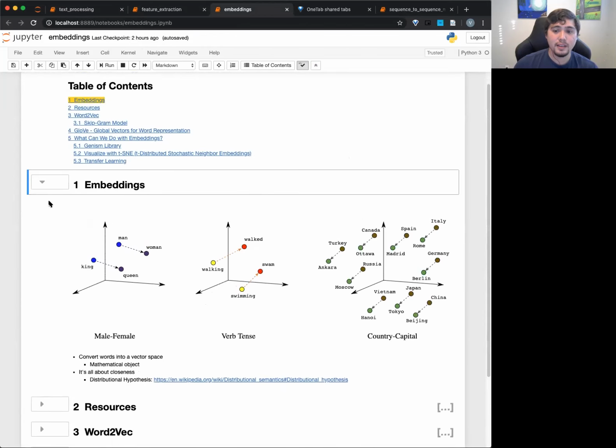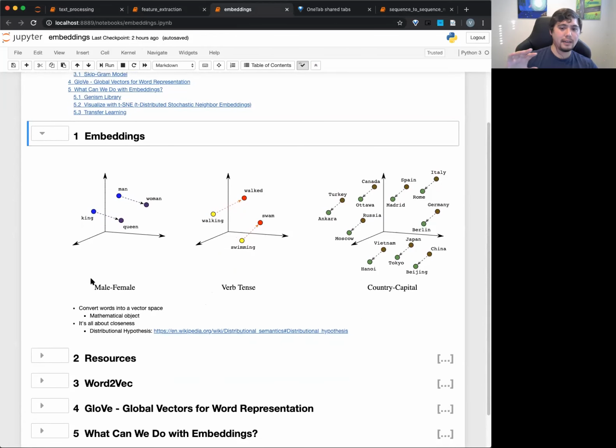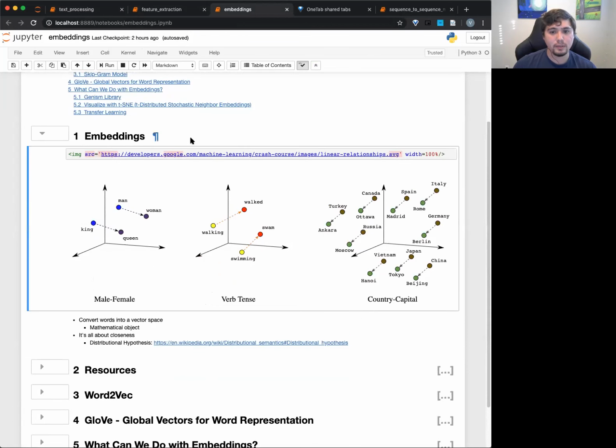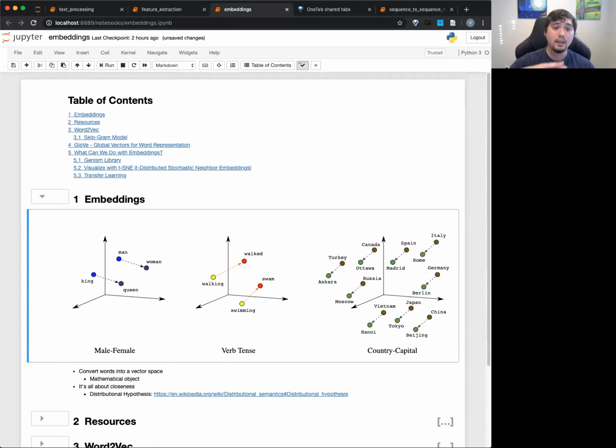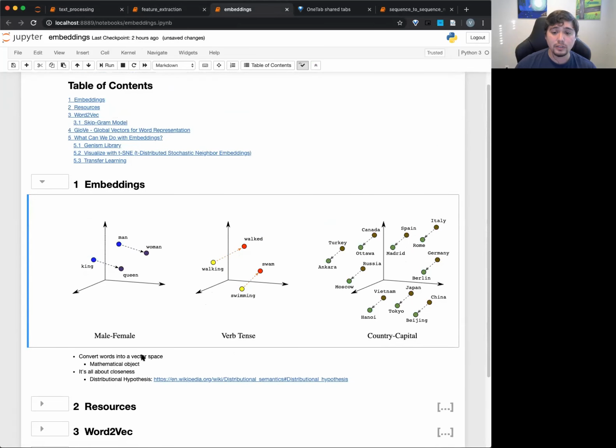There we go. So, embeddings. This is a very similar graphic to what I think the curriculum shows. Actually, I think it comes from Google's tutorial. Yeah, it's from Google's tutorial. It has a really great tutorial about embeddings in general, which I have linked in the resources.